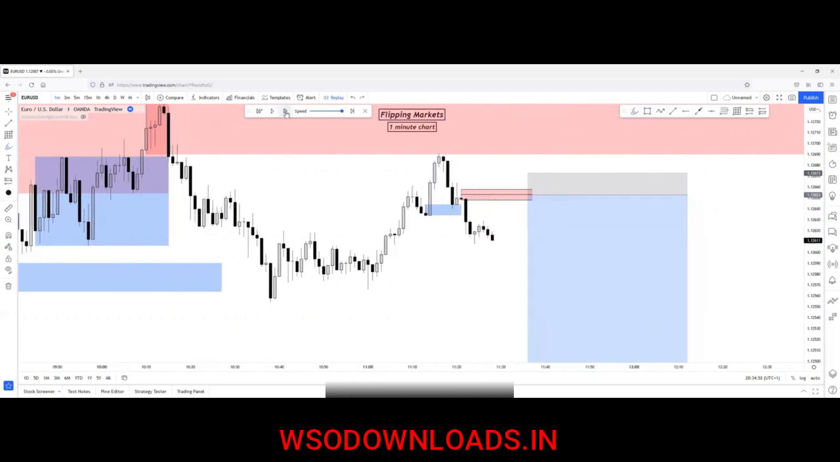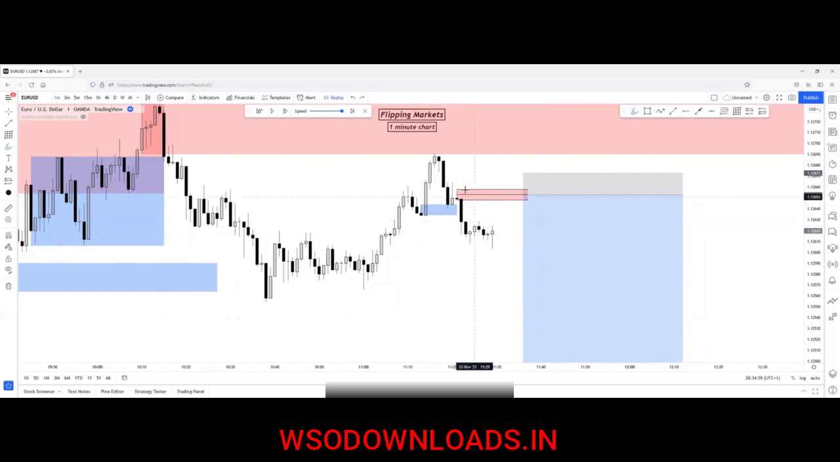A pullback started. Price created liquidity just for this zone and almost broke structure, but it didn't break structure because this is just a weak break, not a body break. So as you can see, we have a liquidity here, a really, really good liquidity line just for this zone, right? So this is one more confirmation that this zone will be the right zone and not the extreme one, because this zone has liquidity just below it.